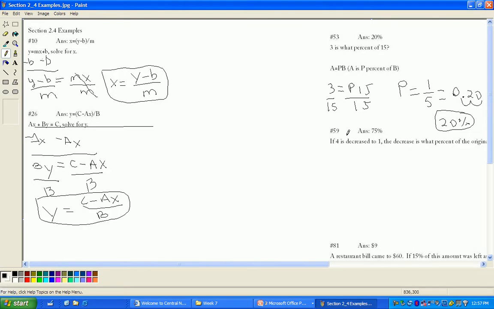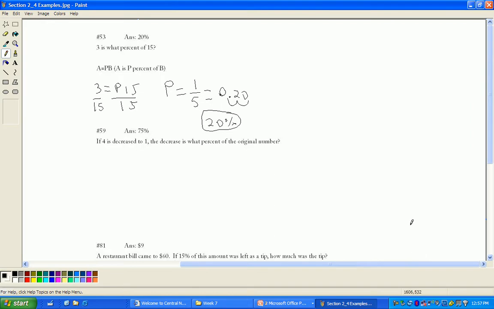Number 59, if 4 is decreased to 1, the decrease is, let me scroll over, the decrease is what percent of the original number. So if 4 is our original number, let's type in 4 is equal to original, and it's decreased to 1. So if we decrease it to 1, we're actually decreasing it by 3. So we're decreasing by 3.